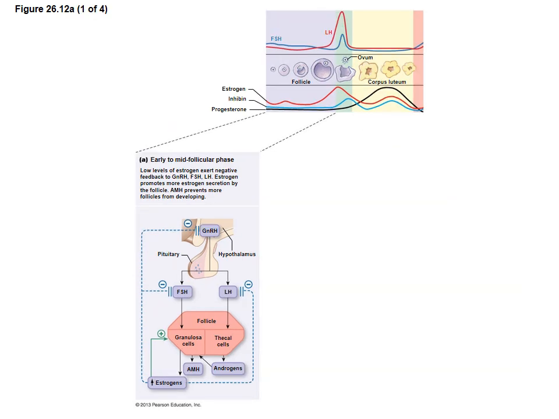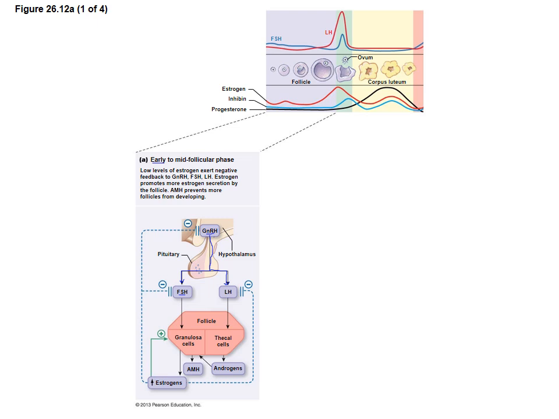Okay, so we're taking this step by step, and we start by looking at the early to mid follicular phase. During this early to mid follicular phase, gonadotropin releasing hormone from the hypothalamus is initiating the production of both gonadotropins, FSH and LH. FSH, remember, is the acronym for follicle stimulating hormone, and its name comes from the fact that it's FSH which causes the stimulation of the follicles in the ovaries.